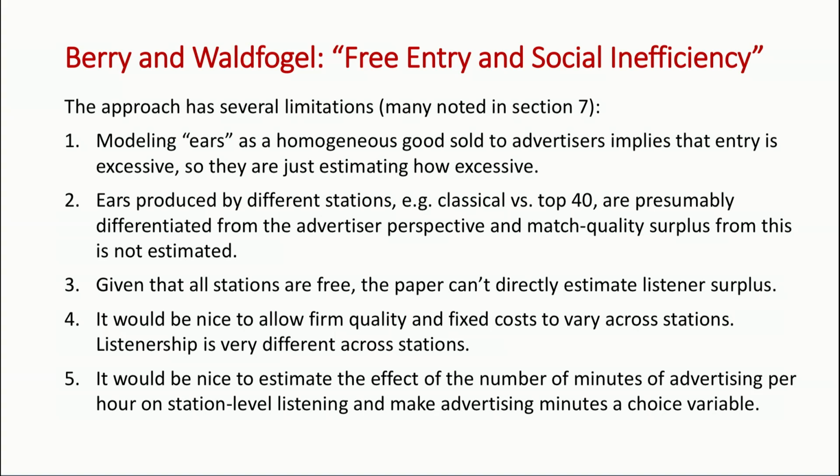In some sense, I didn't need to actually do the empirics in this paper. As I said, they model it as a homogeneous good. I already gave that theorem that when you have a homogeneous good, entry is always excessive. So whatever parameters, sigma and gamma and whatever they've estimated, we know that this model is going to say there's too much entry if the people are homogeneous goods being sold to advertisers.